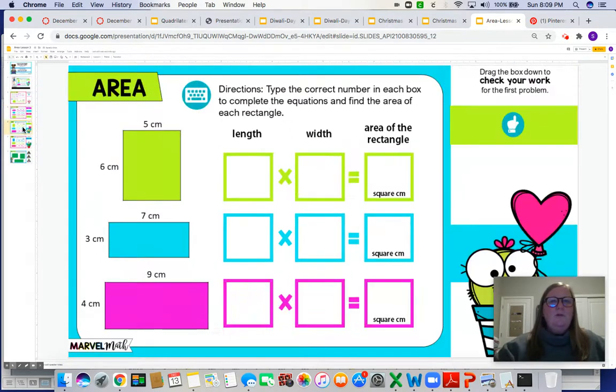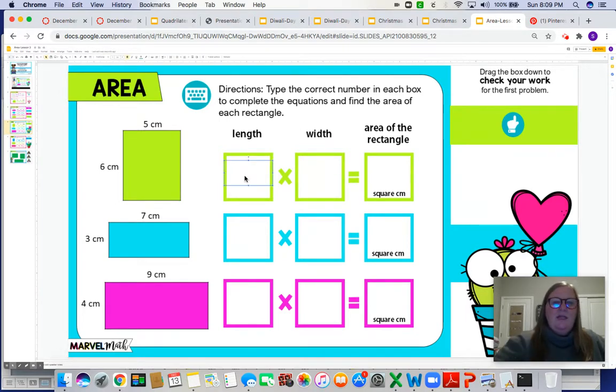Then you're going to go to the next page. The first one is one you're going to be able to check. The other 2, Miss Cooper will check for you. You're going to do the same thing. It says type the correct number in each box to complete the equations and find the area of each rectangle. Again, the length is the long side. Both of those start with L, so that should help. Length starts with L and long starts with L.